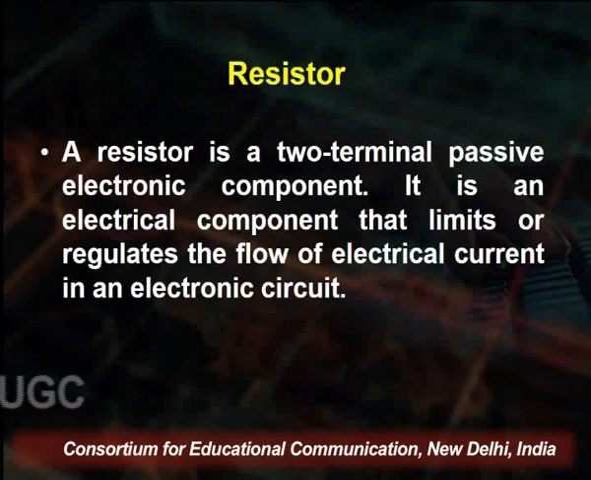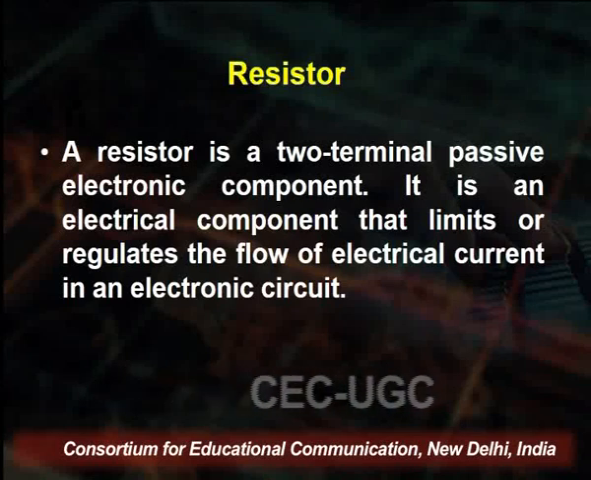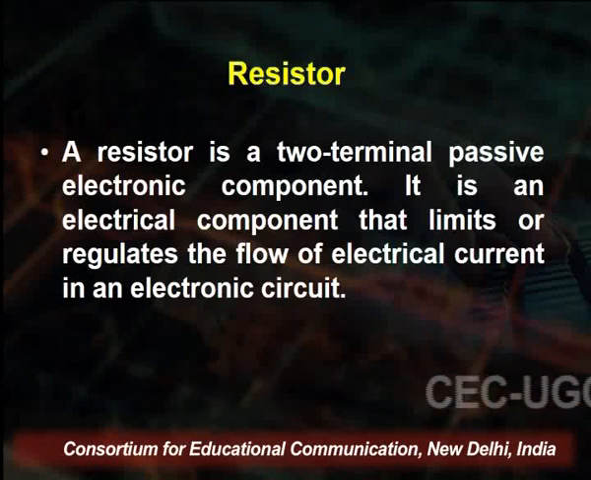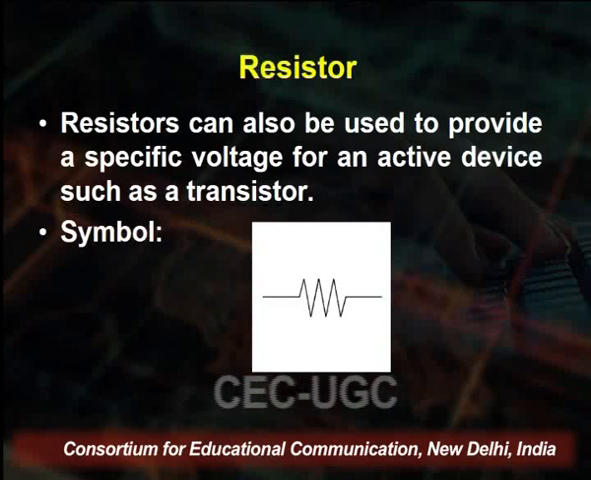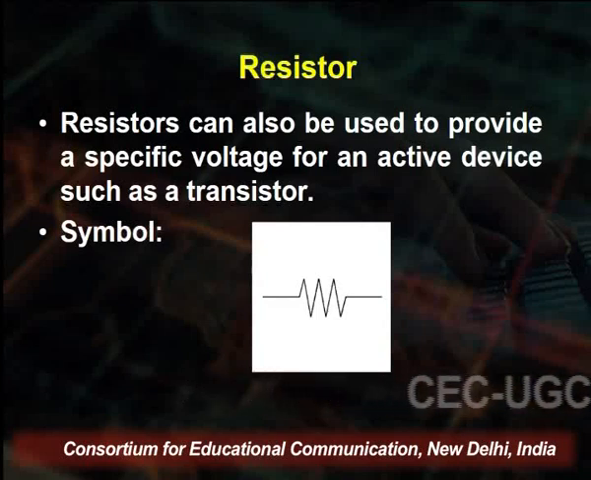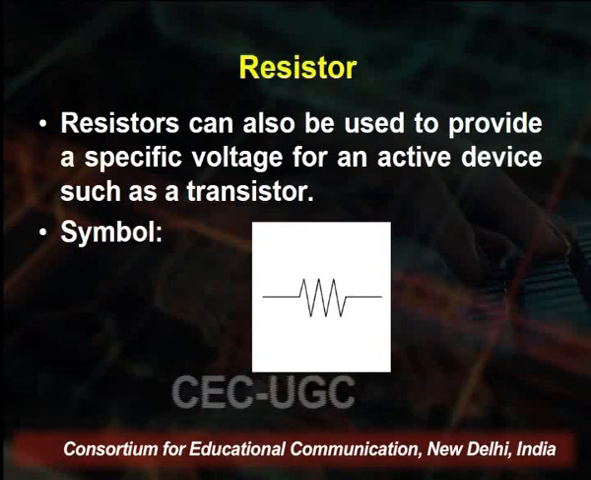It is an electronic component that limits or regulates the flow of electric current in an electronic circuit. We can measure resistance through resistors. Resistors can also be used to provide a specific voltage for an active device such as a transistor. This is the symbol of the resistor.